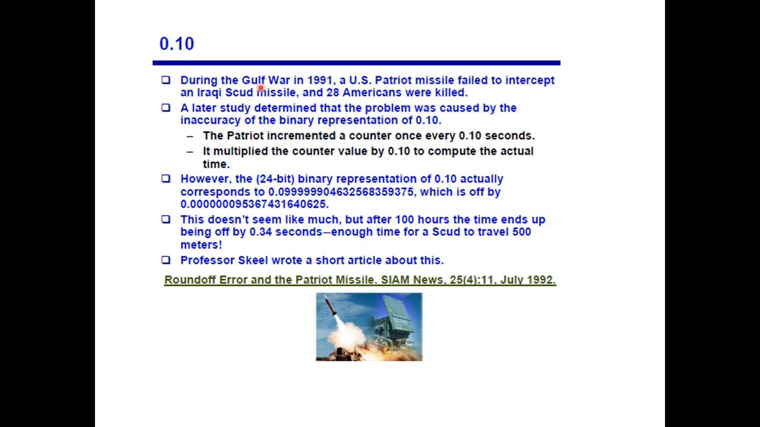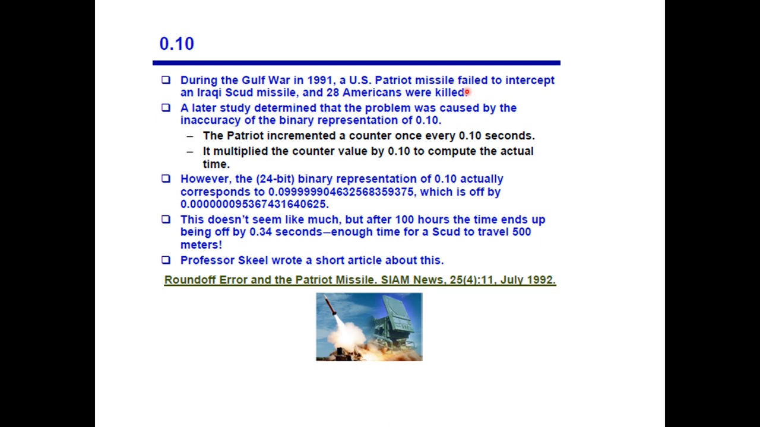If you remember, during the Gulf War in 1991, you were not born at that time, but you must have heard about the US and Iraq war. There was a US Patriot missile. The US shot a Patriot missile, and it failed to intercept the Iraqi Scud missile. The Iraqis threw a missile on the US soldiers, and the US Patriot missiles targeted this Iraqi Scud missile. But it could not intercept it, and 28 Americans were killed.